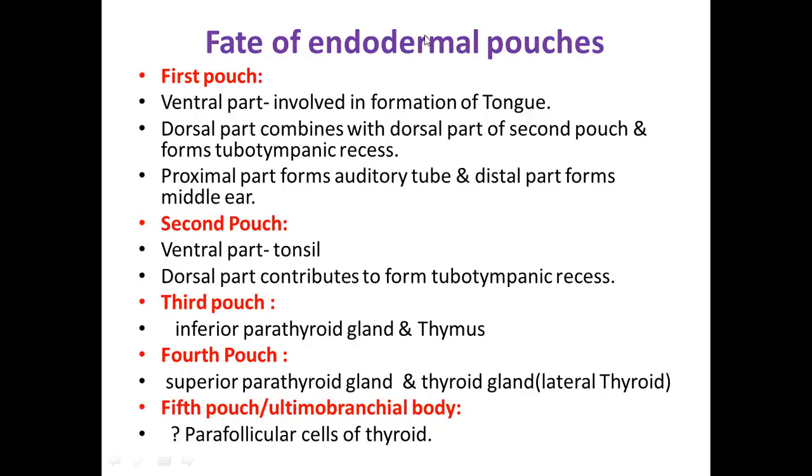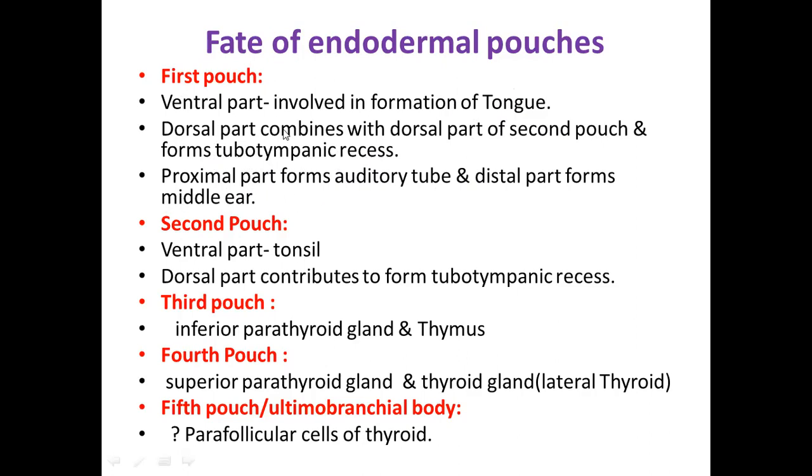Coming to the fate of the endodermal pouches. We have seen the ectodermal clefts. Then coming to the endodermal pouches, the first pouch, ventral part, is involved in the formation of the tongue, the organ present in the oral cavity or mouth, concerned mostly with taste. Dorsal part combines with the dorsal part of the second pouch and forms the tubotympanic recess, a structure concerned with the ear. Proximal part forms the auditory tube and distal part forms the middle ear.